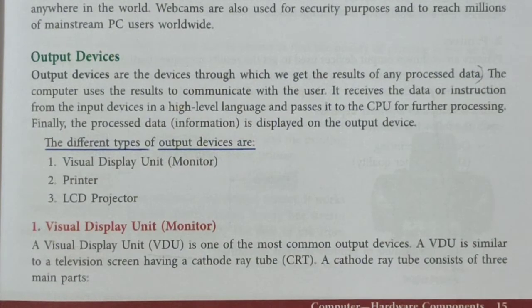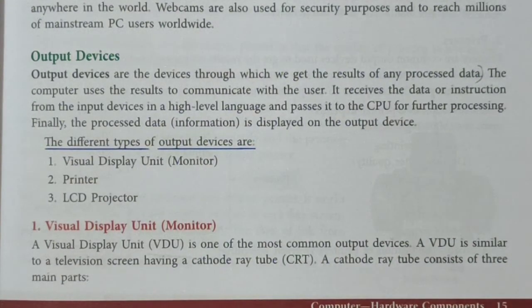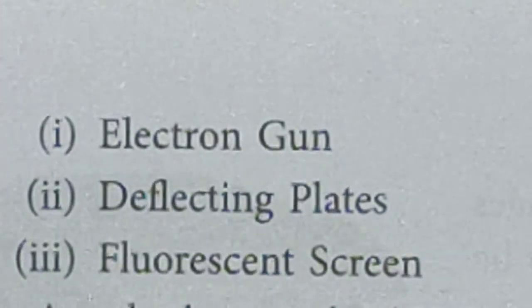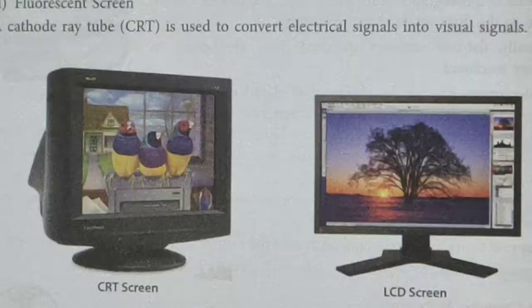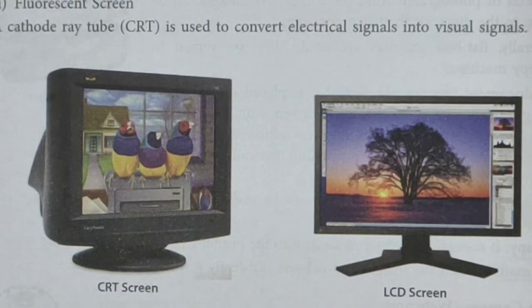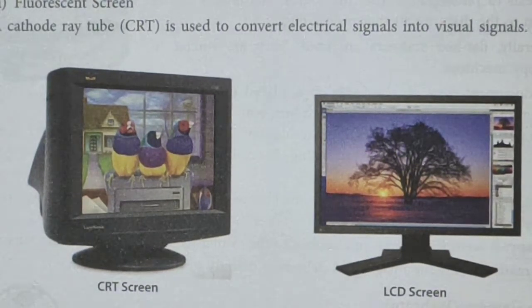A VDU is similar to a television screen having a cathode ray tube. A cathode ray tube consists of 3 main parts: electron gun, deflecting plates, fluorescent screen. A cathode ray tube is used to convert electrical signals into visual signals. On the left hand side we have a CRT screen, and on the right hand side we have an LCD screen.